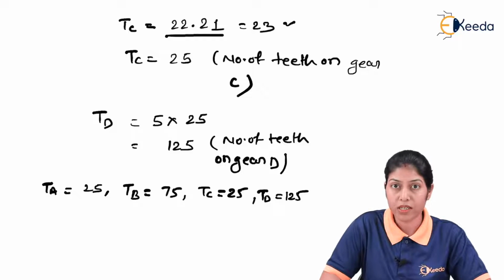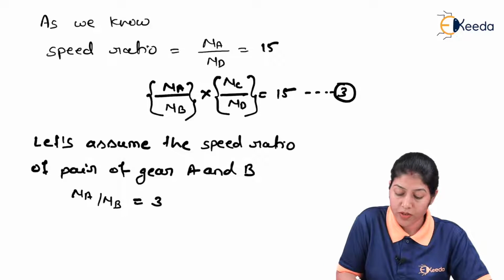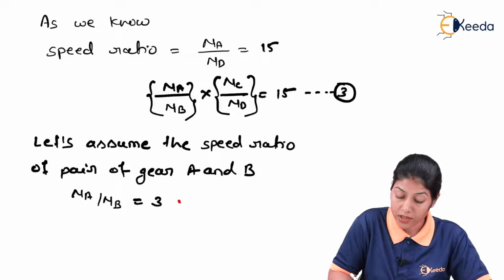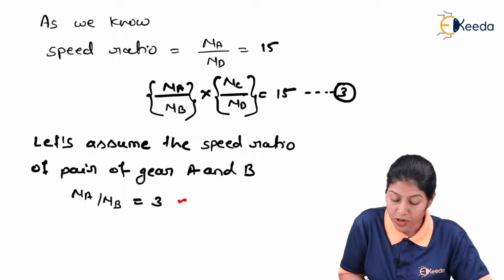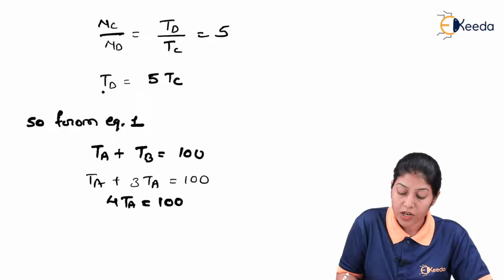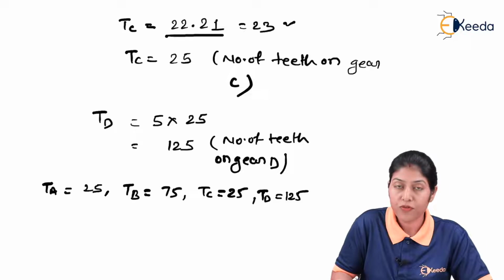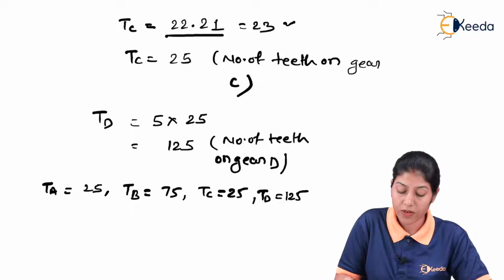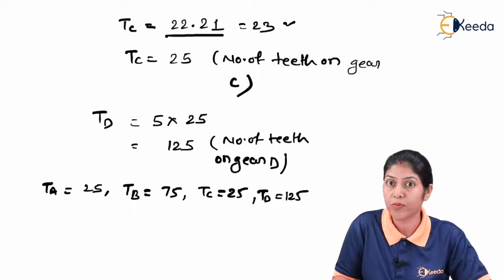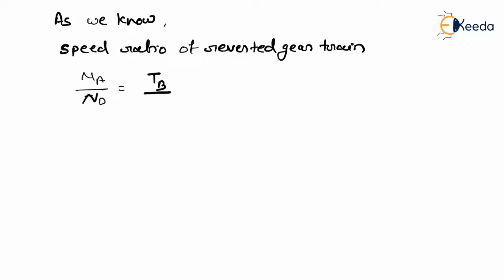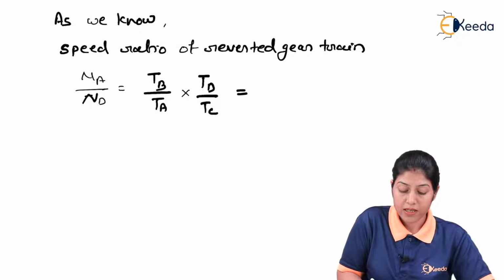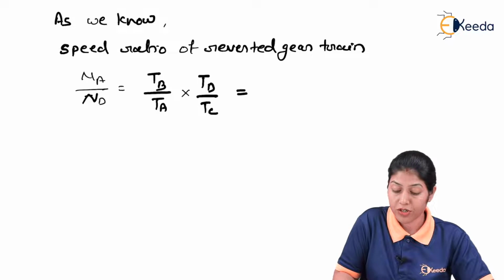Now we have assumed one thing here, that the speed ratio of the pair of gears A and B is 3. Now this is the assumed value. If we want to check that this particular value is right or feasible for this particular condition, or for these numbers of teeth of each and every gear, we will check this value on the basis of the concept of speed ratio for the reverted gear train. So this equation is representing the speed ratio for the reverted gear train.